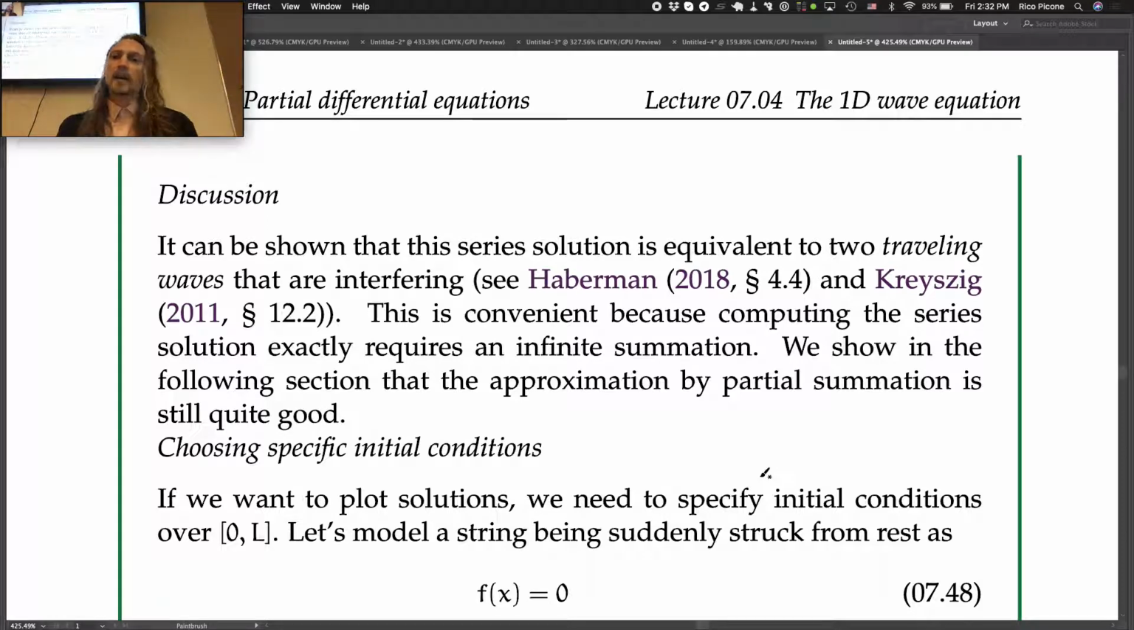This is convenient because computing the series solution exactly requires an infinite summation, right? Anytime we have a series solution, we always have that problem where actually computing an infinite series takes time. We show in the following that the approximation by partial summation is still quite good, but what's nice is two traveling waves. It takes some derivations, a little bit long. But you can show that these series sum to transcendental functions, sines and cosines that are shifted in time and space. So they're traveling, meaning that they move in space.